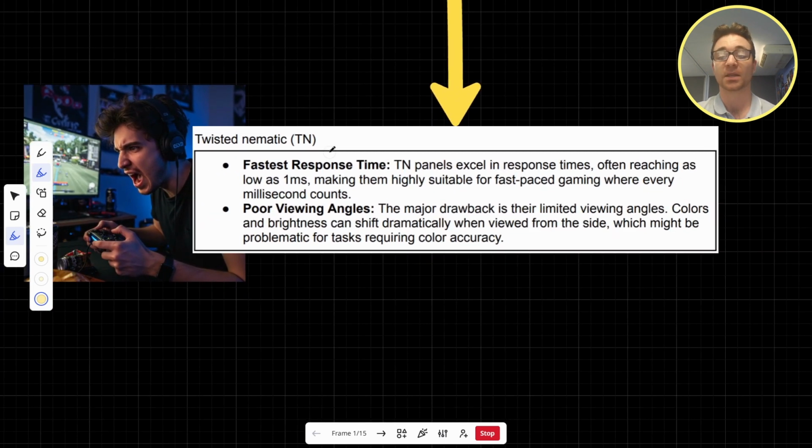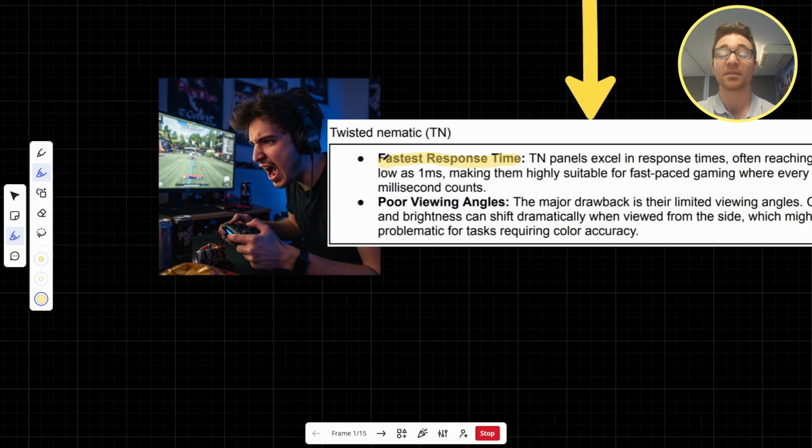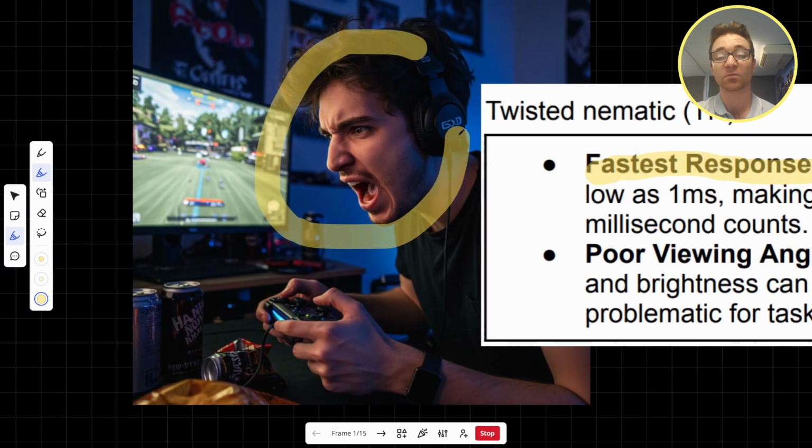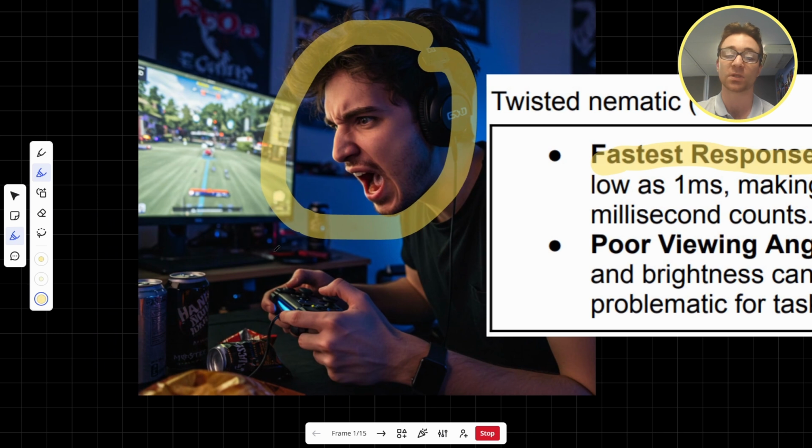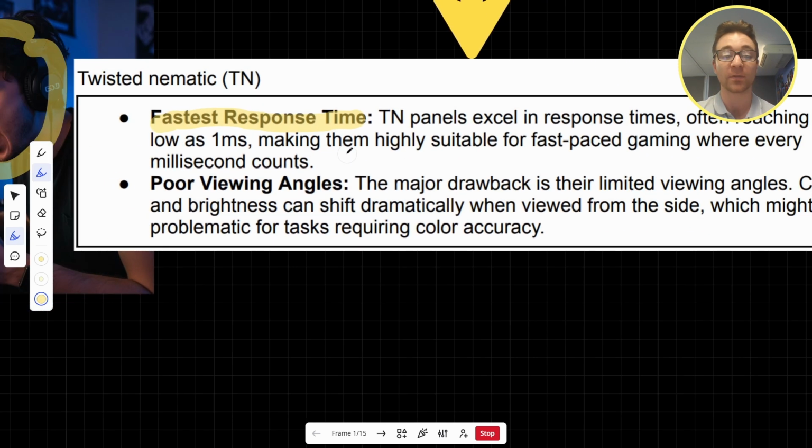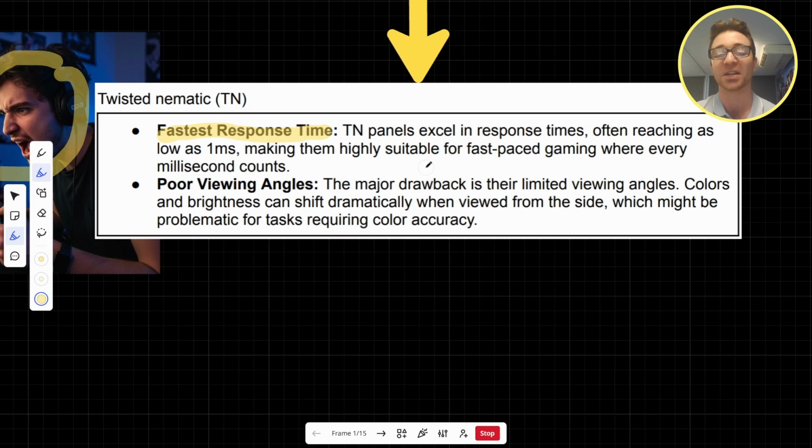So with that being said, we'll move on to the next one, which is twisted nematic, or TN. This display has the fastest response time. So who needs fast response times? Gamers like this guy. AI made this image for me. He's not even facing the screen, but that's okay because we get the gist, right? Fastest response time. So if you're looking for a really fast response time, if you're a gamer, you might want to get twisted nematic. However, the drawback is it has poor viewing angles.